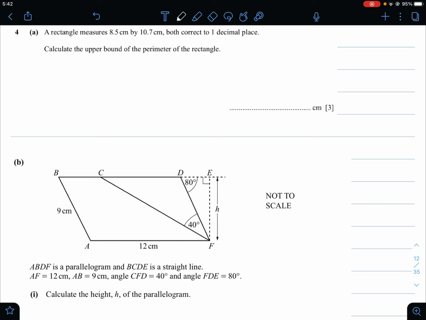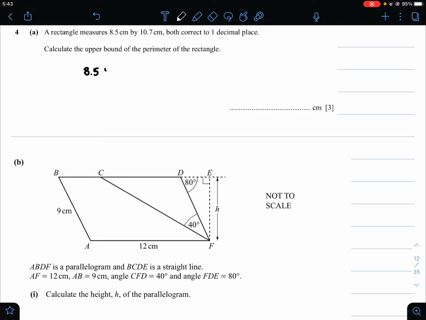So for part A, they are asking us to calculate the upper bound of the perimeter. How we do that is, we have to take the upper bound of each of the sides first and then calculate the perimeter. They are saying that both figures are correct to one decimal place. So that means that we can add 0.05 to either side. For the upper bound, we add 0.05, for the lower bound we minus 0.05. But in this case they are asking the upper bound, so we will calculate it like this.